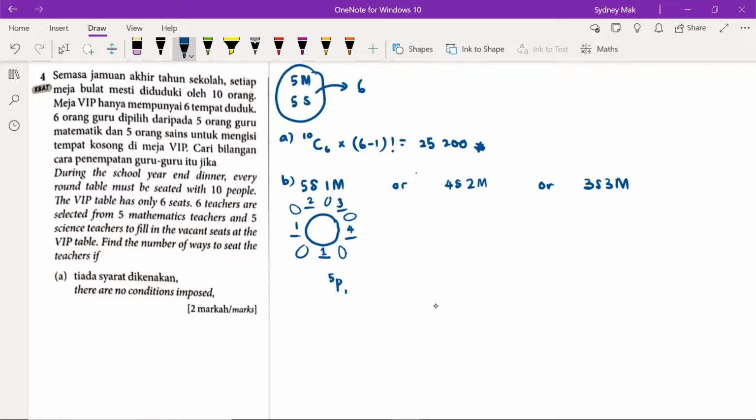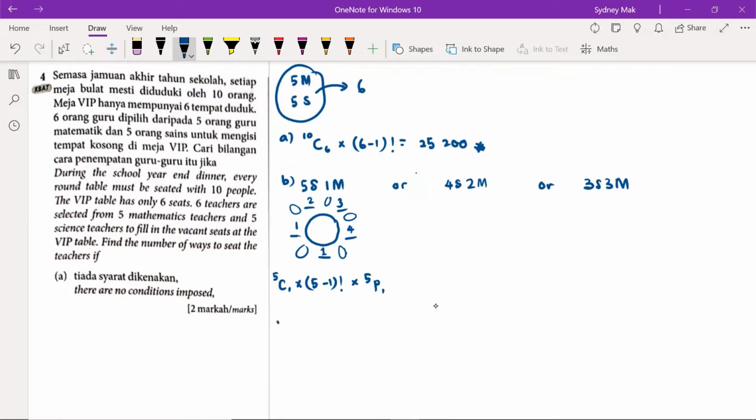But before we do this, out of 5 maths teachers, we choose 1 maths teacher to be permuted together with the science teachers. So we multiply for the science teachers, 5 minus 1 factorial, which is 4 factorial, followed by the spaces in between the science teachers. We have 5 spaces. Choose any one of the 5 to place our maths teacher. This is one of the ways.